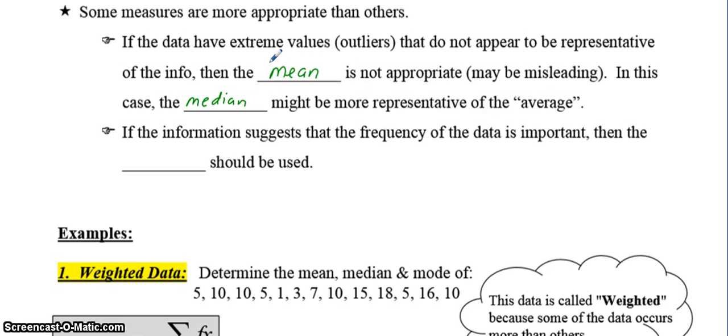If all the values aren't that dissimilar, then the mean could easily be used. If the information suggests that the frequency of the data is important, then the mode should be used. So for instance, if you're looking at the average shoe size, you really want to know which shoe size occurs most frequently.